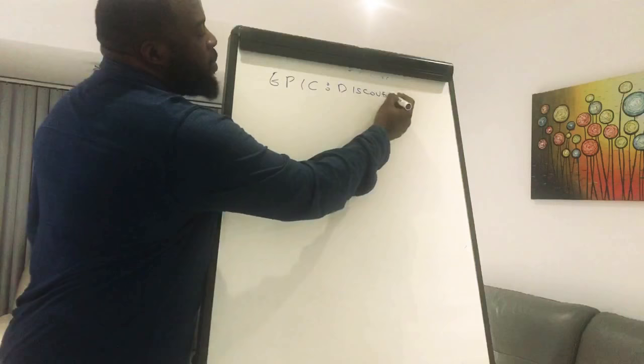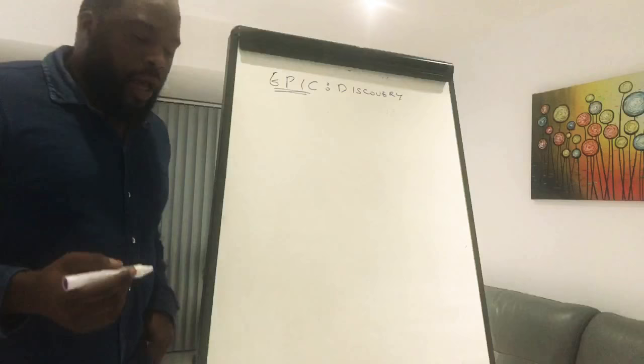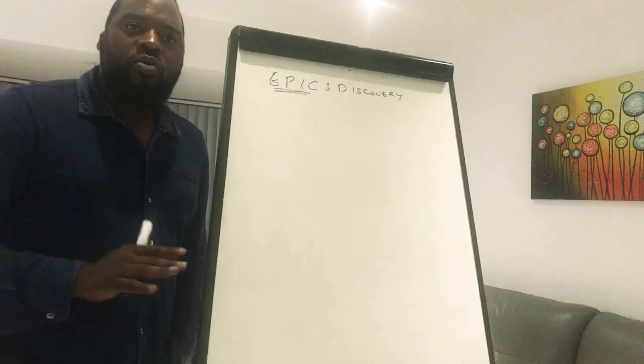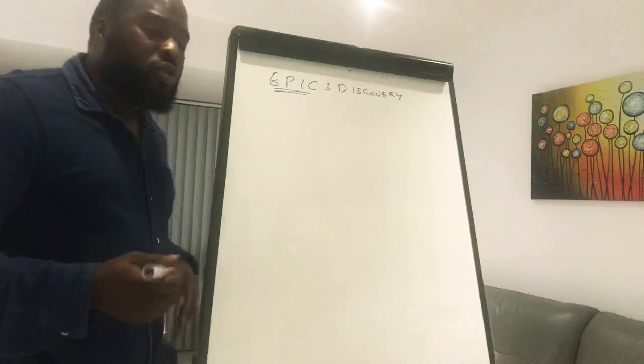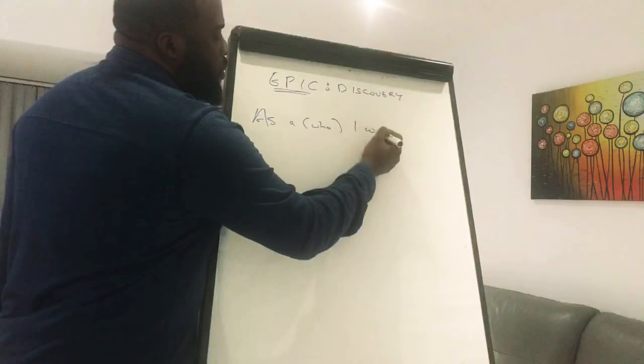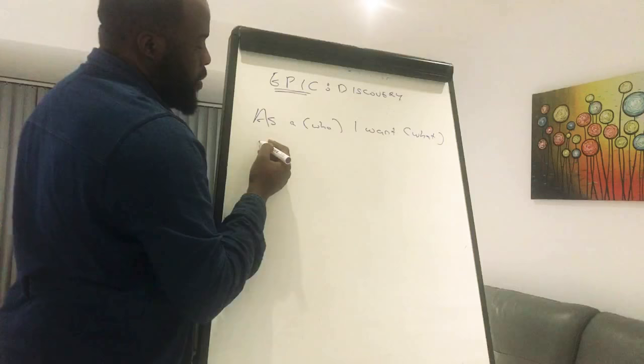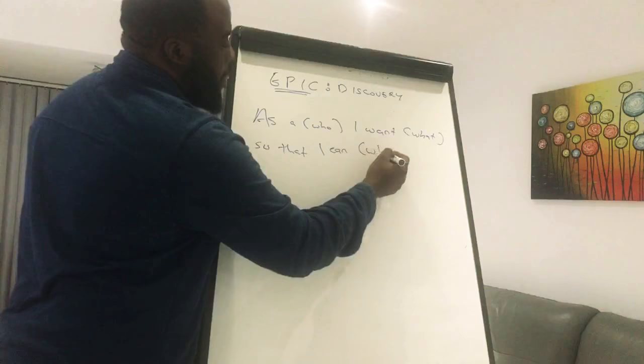Because why am I calling it an epic? Because within discovery is a collection of user stories. Now, at this point, you don't need to be some technical genius who comes up with the solution of how the system works from a technical point of view. At this point, you really need to understand the user and just write in simple English what the user wants. As a who, I want what so that I can why. Very simple. As a who, I want what so that I can why.